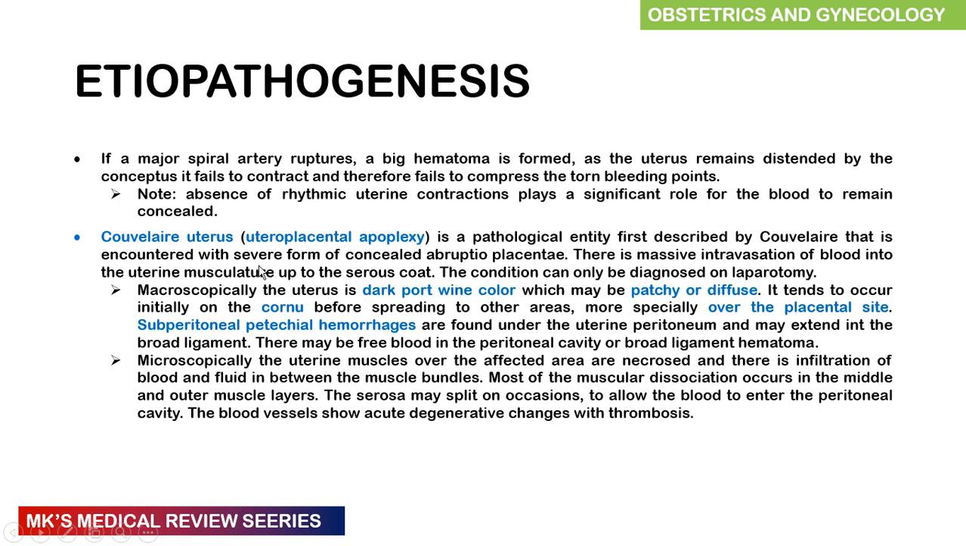Then microscopically, when you look at this under a microscope, you're going to be seeing areas of necrosis. You're going to be seeing areas where there's infiltration of blood. There's going to be fluid in between the muscle bundles. And of course, most of the muscle dissociation occurs in the middle and the outer muscle layers. Of course, the serosa may split on occasions to allow the blood to actually enter into the peritoneal cavity. And remember that the blood vessels are going to show these acute degenerative changes with thrombosis.